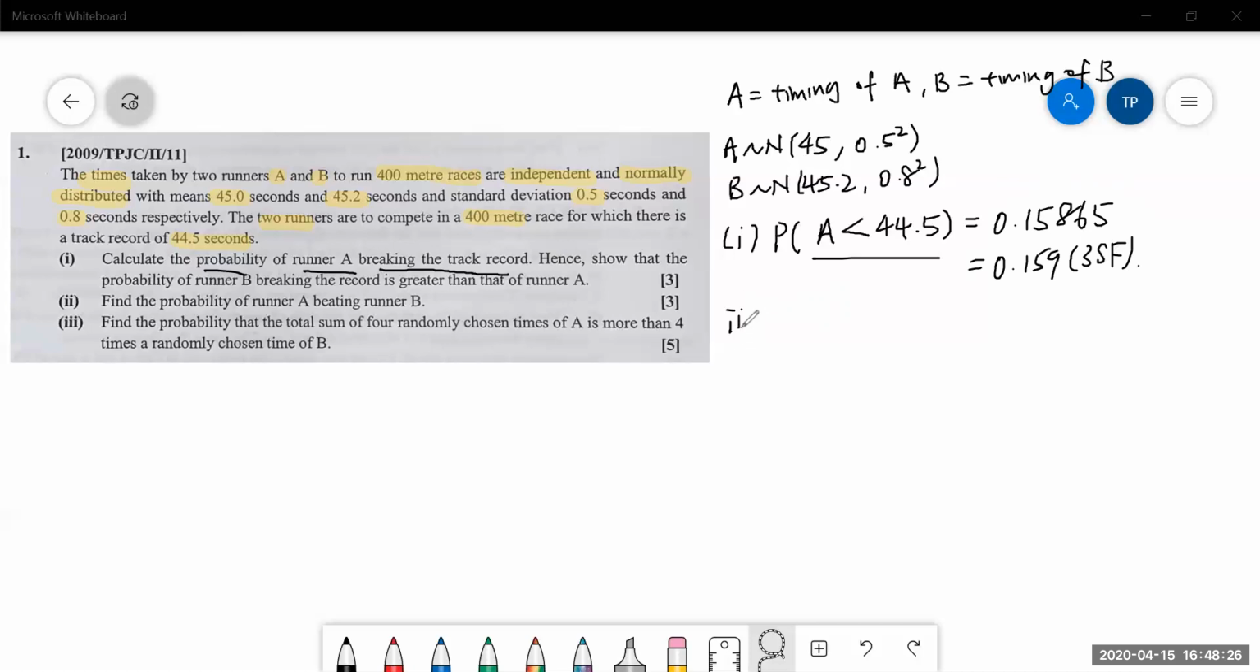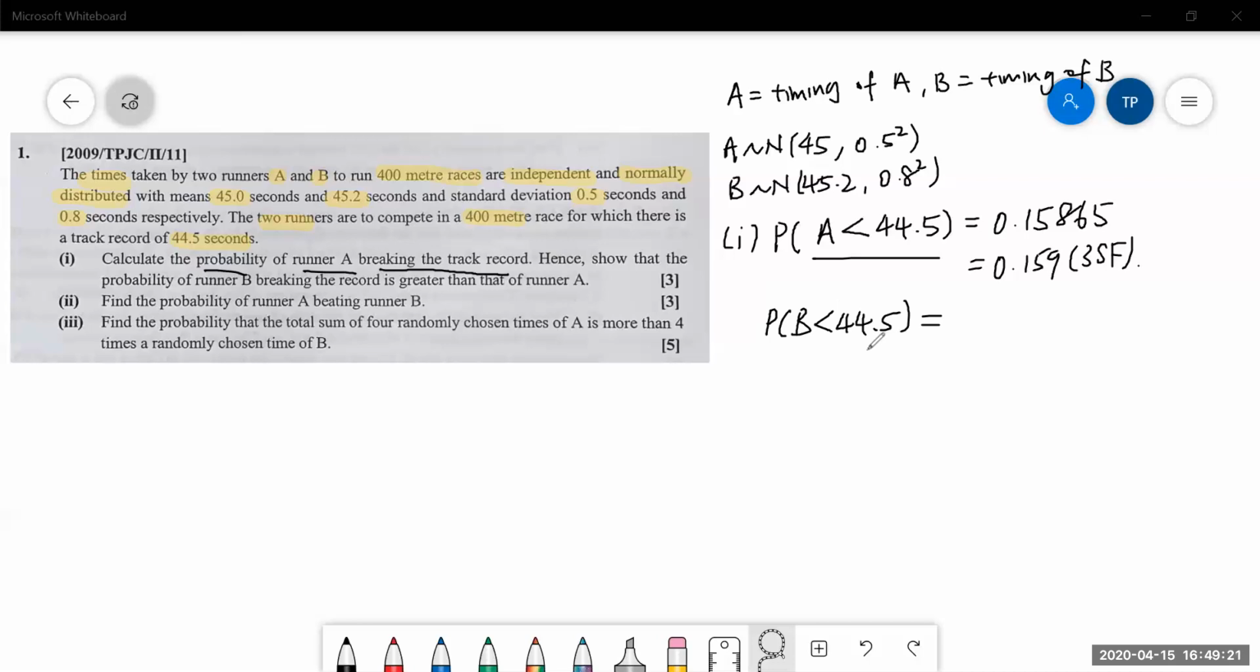Part 2, no, sorry, not part 2. It's a hence question. Hence, show that the probability of runner B breaking the record is greater than that of runner A. I think we just have to find the probability of B, right? And then show that number is bigger.